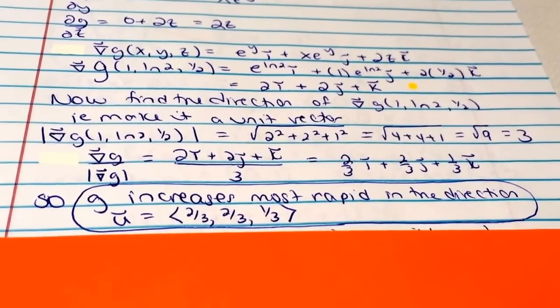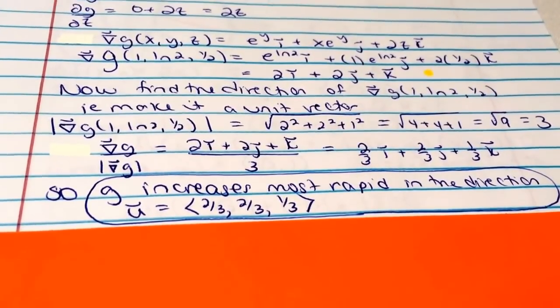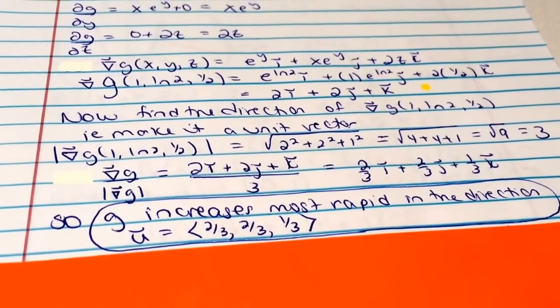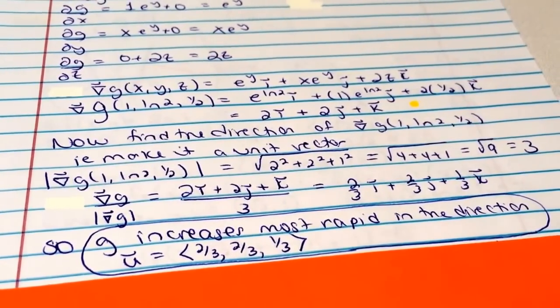And so G increases most rapidly in the direction of this vector. So anytime you are giving me an answer for direction, it has to be a unit vector. Okay, so this would be where it's increasing most rapidly.